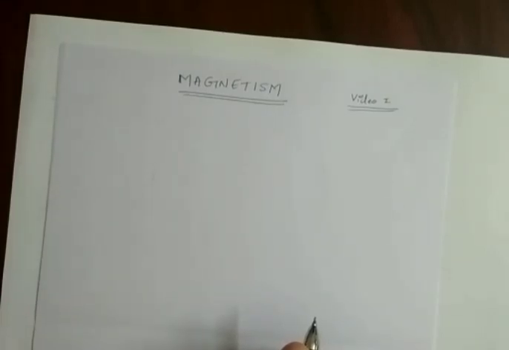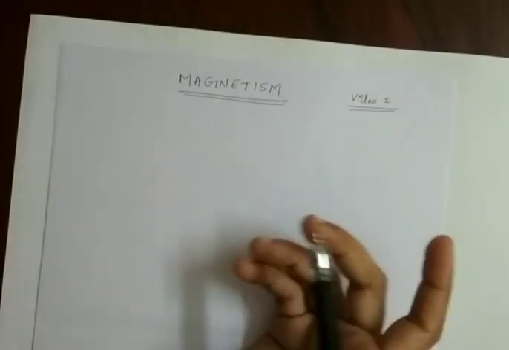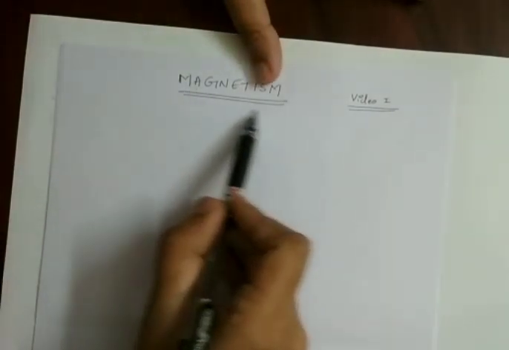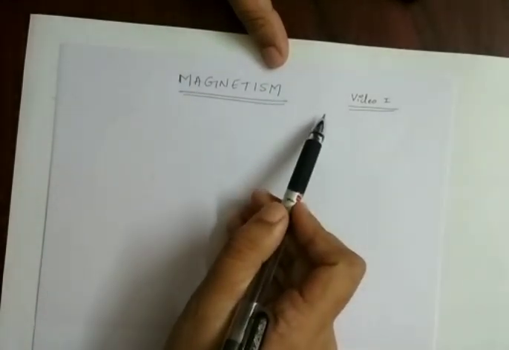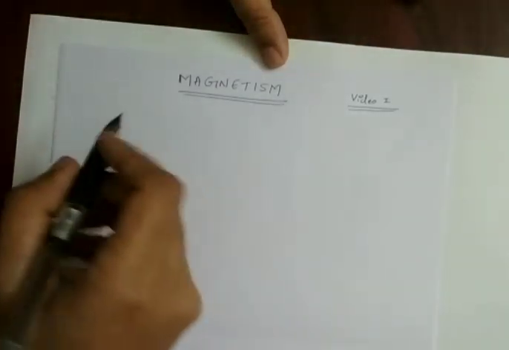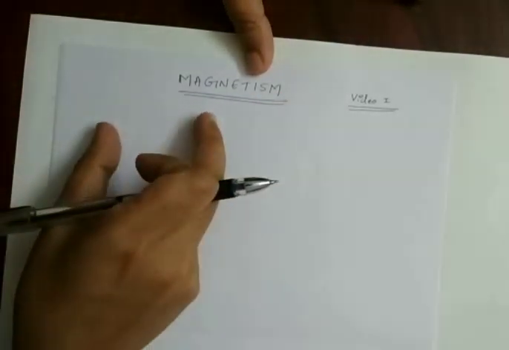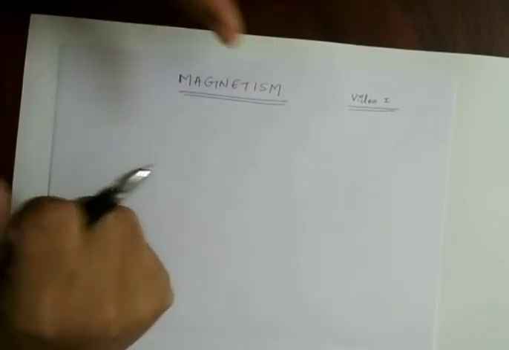As a part of our online class, we are going to begin with the chapter Magnetism. So this is the first video, an introduction to magnetism. You will all be familiar with the term magnetism. It is the property by which certain materials attract metallic substances like iron, nickel, cobalt, etc. A material that shows the property of magnetism is known as a magnet.